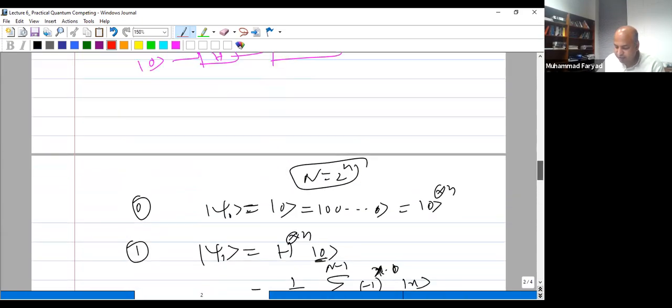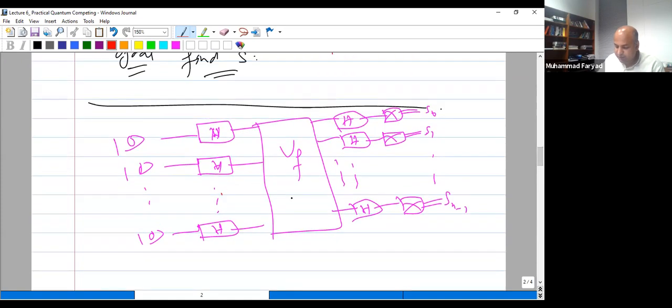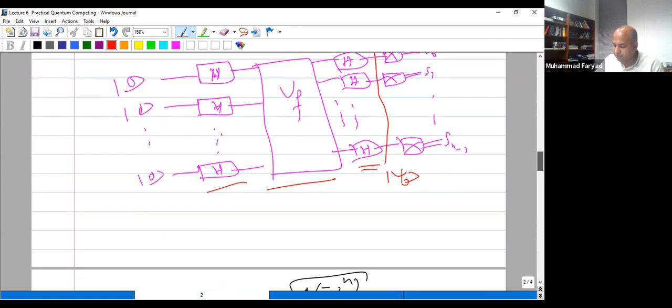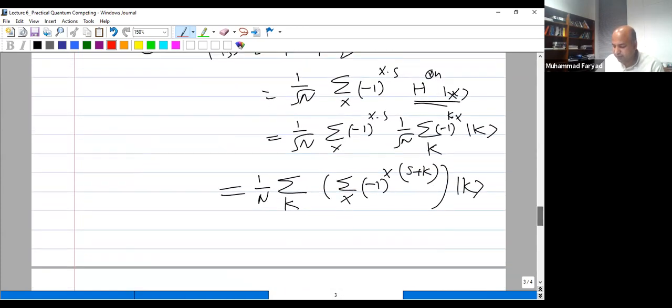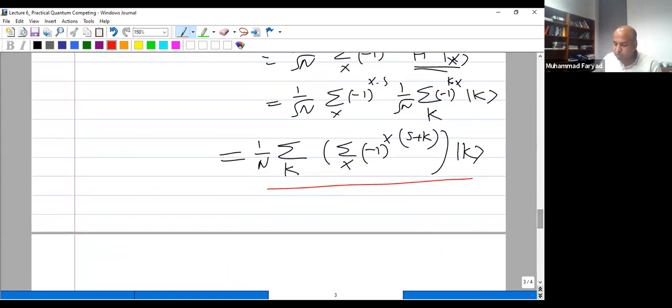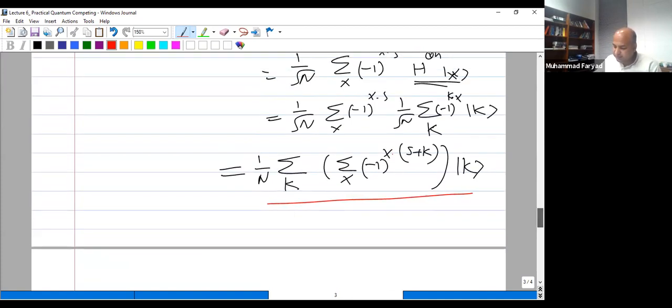Let me show you the circuit again here. So we had Hadamards, we had the phase oracle, Hadamards again, and now we are at this stage where we are at psi 3. And let's just see if we can work out what psi 3 is. So this is my psi 3, and we can note one thing from here: this term is the coefficient of each |k⟩ state in this sum over k, divided by N. So let's see what this coefficient is.